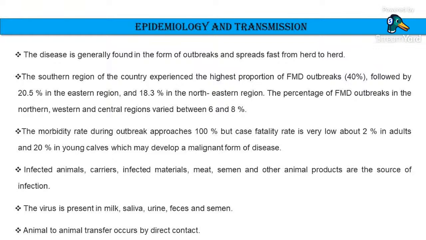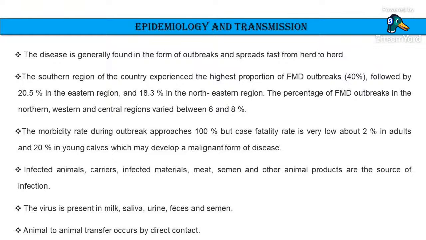Morbidity means the infection which we are having, a symptom of the disease or the infection, or the amount of disease which is present within a population. That is known as morbidity. So the morbidity during outbreak reaches 100%. That means whenever there is an outbreak, it affects all the animals of the farm.